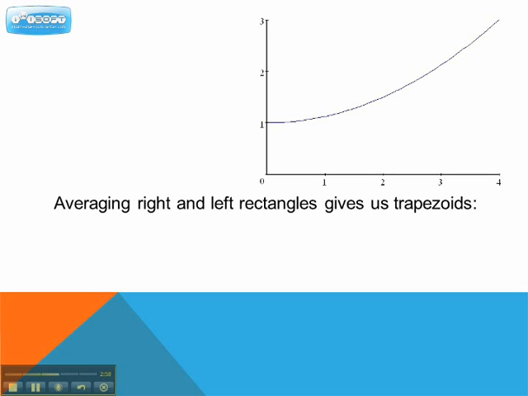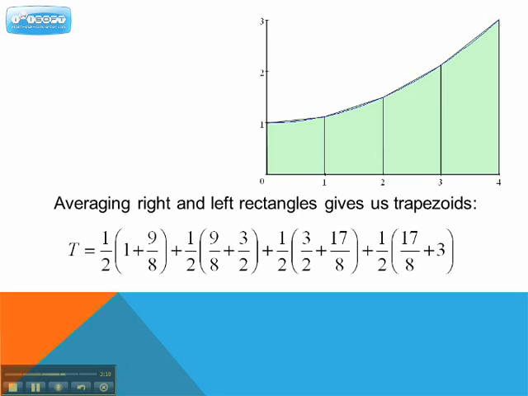What trapezoids do is they average LRAM and RRAM, okay? We talked a little bit about trapezoids before when we did our driving problem, but averaging the right and left rectangles gives us trapezoids. You can see that those trapezoids are much closer to the actual area under the curve. But how do we find the area of a trapezoid? 1/2 times your height, which is going to be 1, times b1 plus b2.